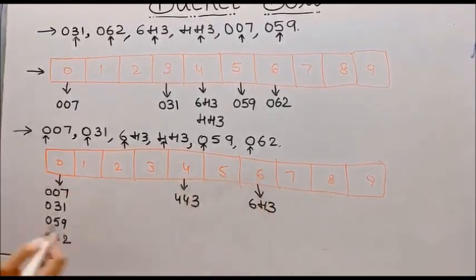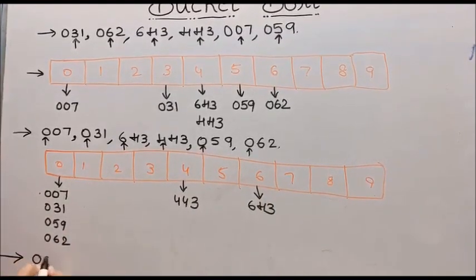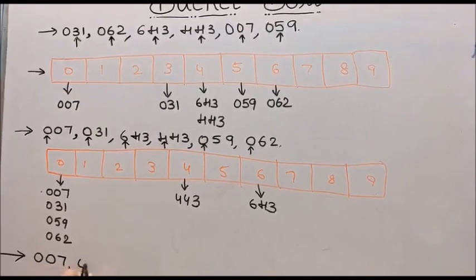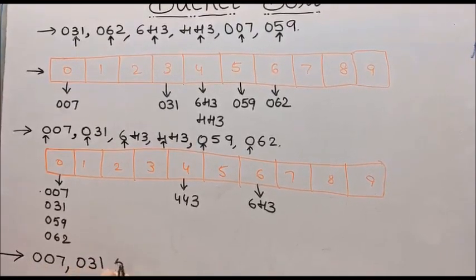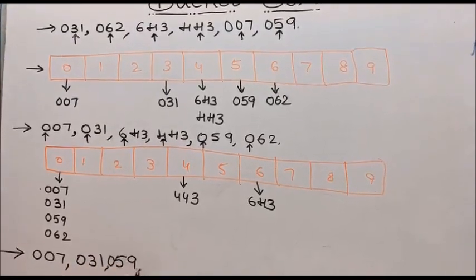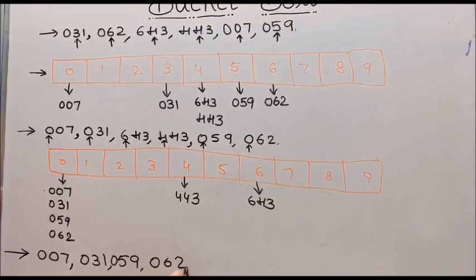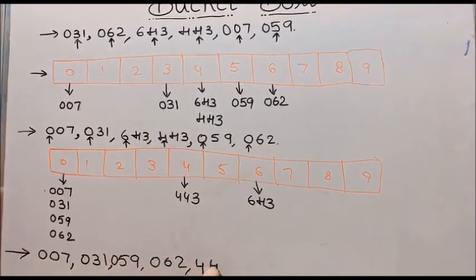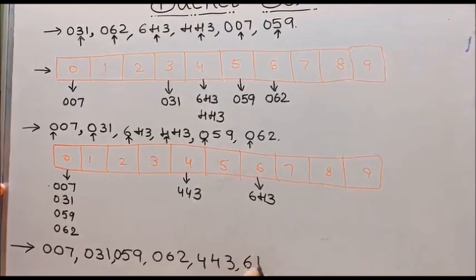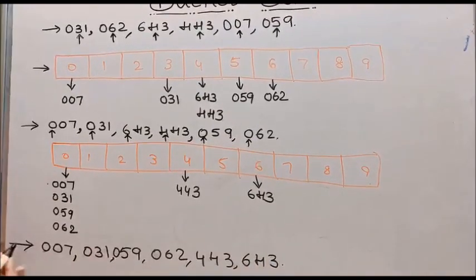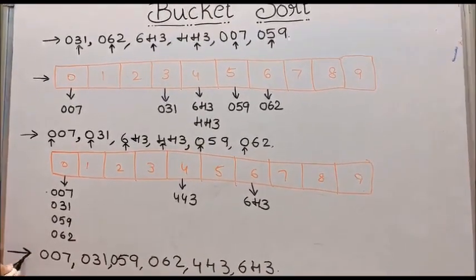Starting from 0 to 9, the first number is 7. Next, 31, 59, 62, 443 and 643. This will be the input for the next iteration.